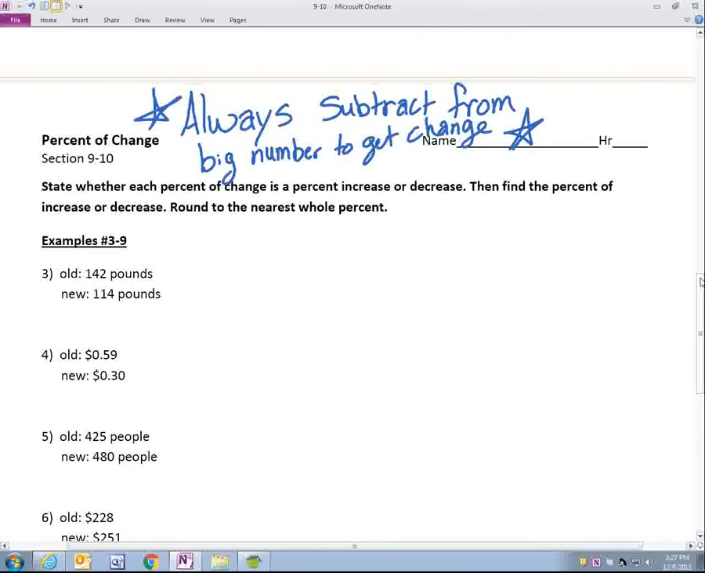Always subtract from the bigger number to get the amount of change. Because the amount of change is the difference between the two. Okay, as long as you recognize if it's a decrease in change, then it'd be negative. If it's an increase in change, it's positive. But regardless of that, make sure that you are subtracting the small number from the big. Yeah, I said it backwards.